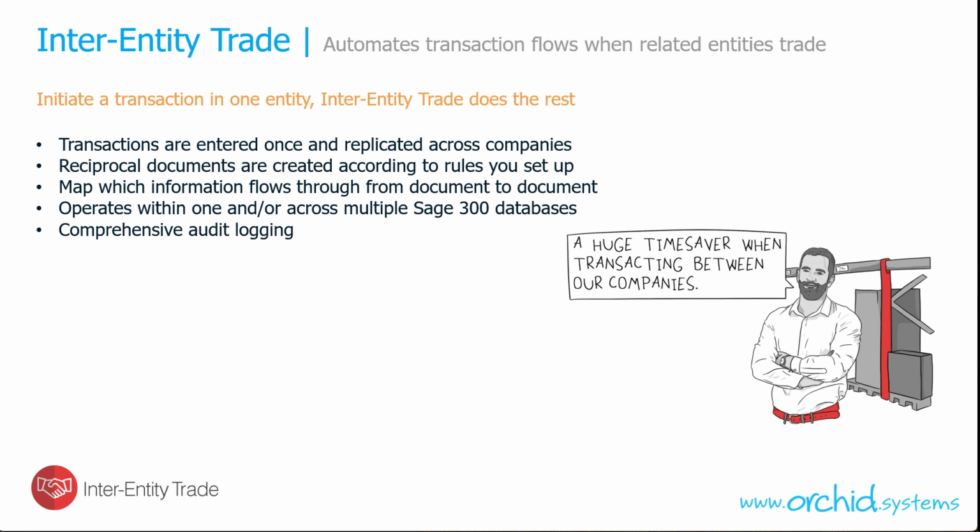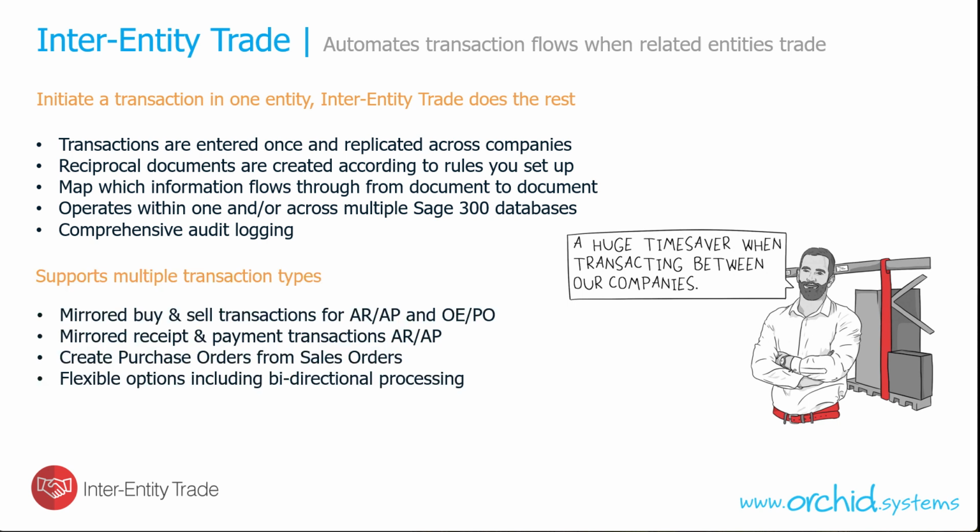With inter-entity trade, you initiate a transaction in one entity and the system handles the rest. Transactions are entered once and replicated across companies. You define the rules for creating these documents, and you map the information that flows between them. Those rules are highly configurable, and you can design it to map your business processes. You can do this within a single Sage 300 database or across multiple databases. Inter-entity trade includes comprehensive audit logging, and we will review it in today's presentation.